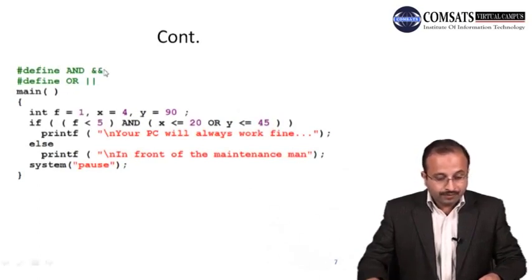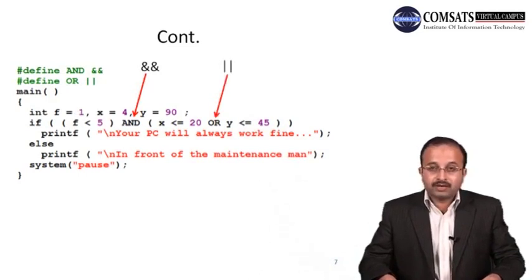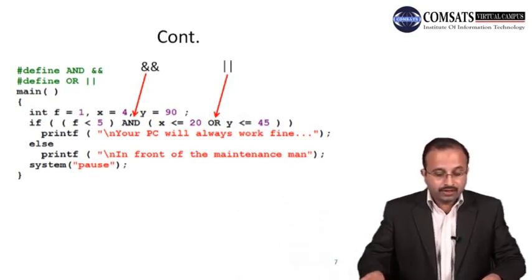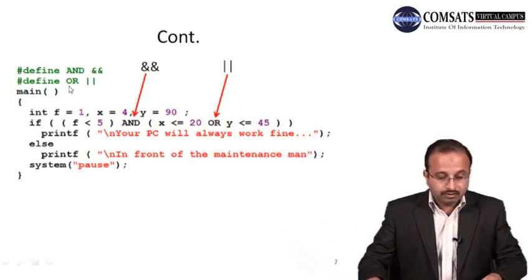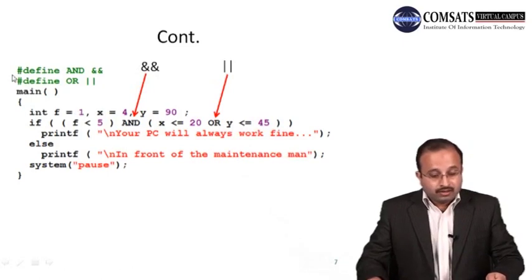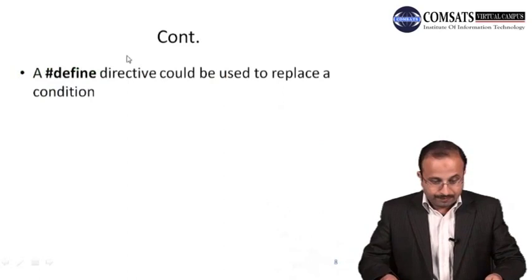So in this program, wherever you have AND or OR, AND will be replaced by the double AND sign. Here is the AND, it will be replaced by the double AND sign, and here is the OR, that will be replaced by the logical OR sign, and then it will be passed to the compiler. Once all the macros are resolved and the preprocessor directives are removed, then you give the program to the compiler for the compilation.